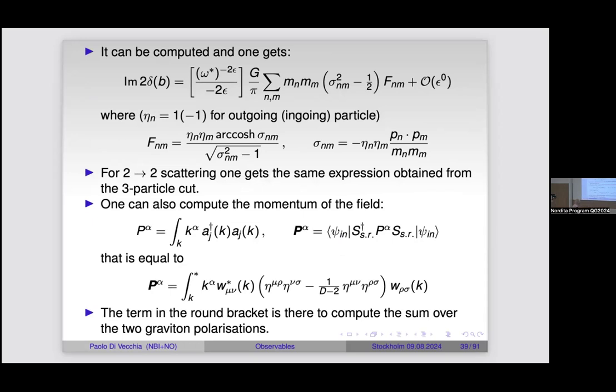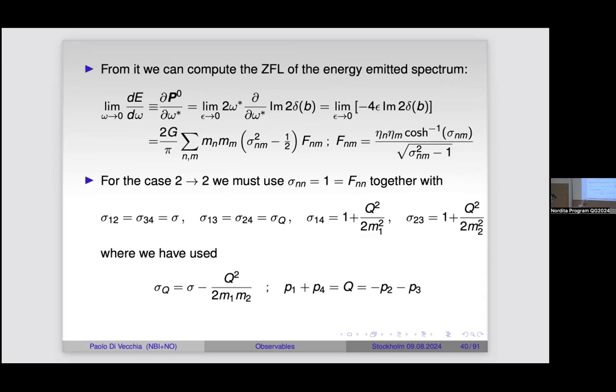Another quantity that you can compute is the momentum of the field. You insert this in here and you compute, and you get this quantity. You can check that this can be obtained from the previous quantity, the imaginary part of the eikonal multiplied by epsilon, eliminating the divergent term, and that gives the zero frequency limit of the emitted energy spectrum.